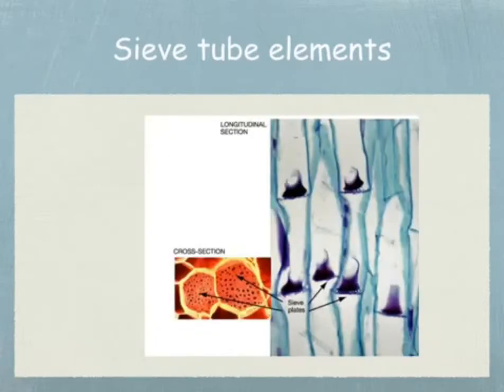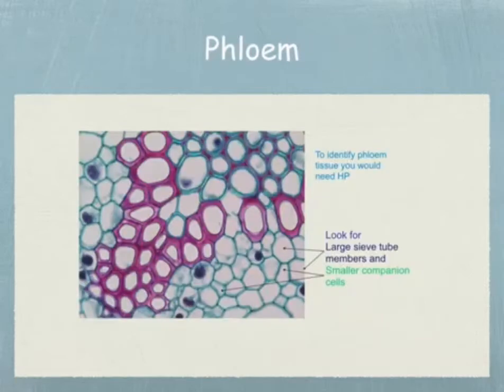It's actually quite difficult to see sieve plates in cross section. So this is an electron micrograph showing the large pits. There is a substance called callose around the sieve plates. This may help block off channels when damage occurs. So if you were looking under a microscope, you would notice the xylem, which stains red in the middle there. And then you can identify the phloem. So look for large sieve tube members and then the smaller companion cells next door to them.